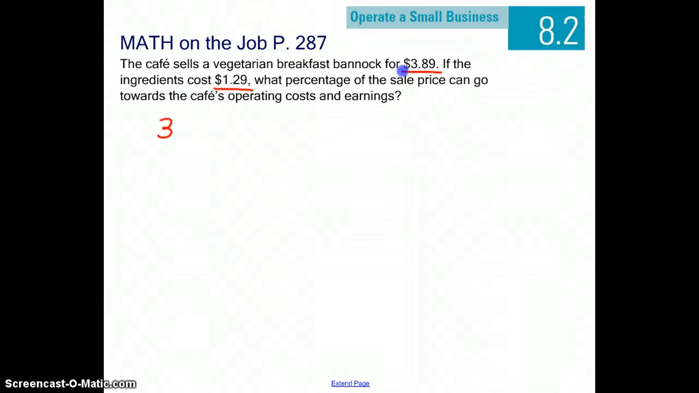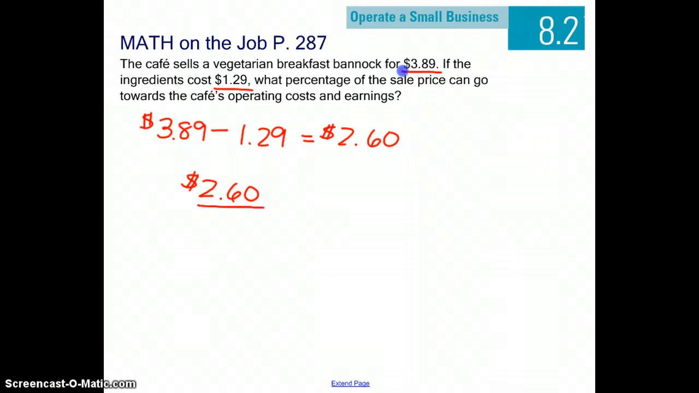So if it's $3.89, we need to subtract the cost that it takes to make the bannock, for a total of $2.60 profit per vegetarian breakfast bannock. Now we need to figure out what percentage this is of the actual whole cost that they're selling it for. So we divide the two. $2.60 was the profit, divided by the amount that it was on the menu.